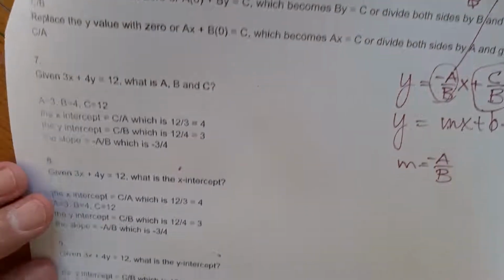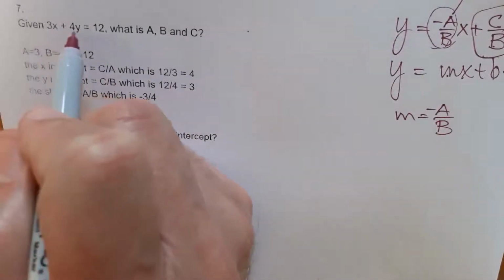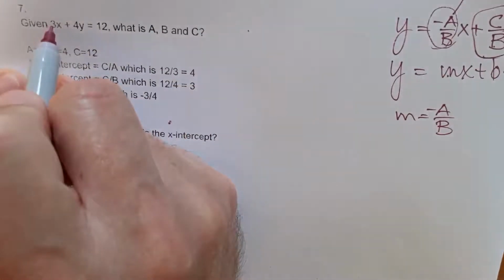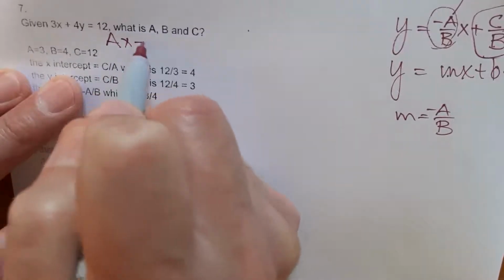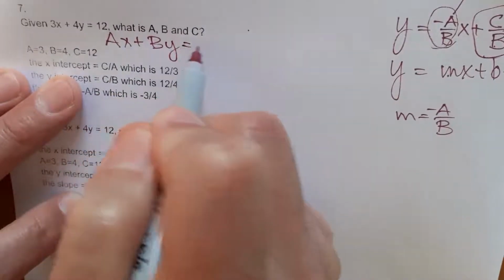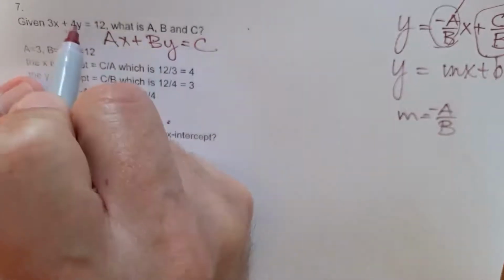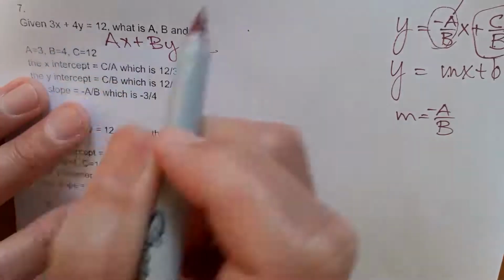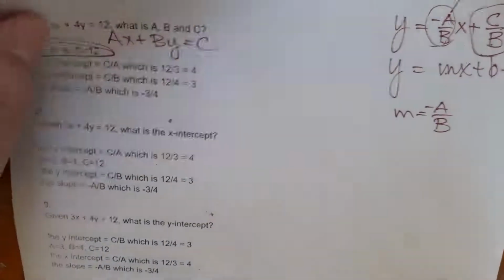Now let's look at a few problems and see if we can apply what we've learned. Given 3x plus 4y equals 12, what are a, b, and c? This is pretty simple. a is 3, b is 4, and c is 12. That's the format: ax plus by equals c. See how c is 12. The coefficient in front of the y is 4, that's b. And the coefficient in front of the x is 3. Pretty straightforward.